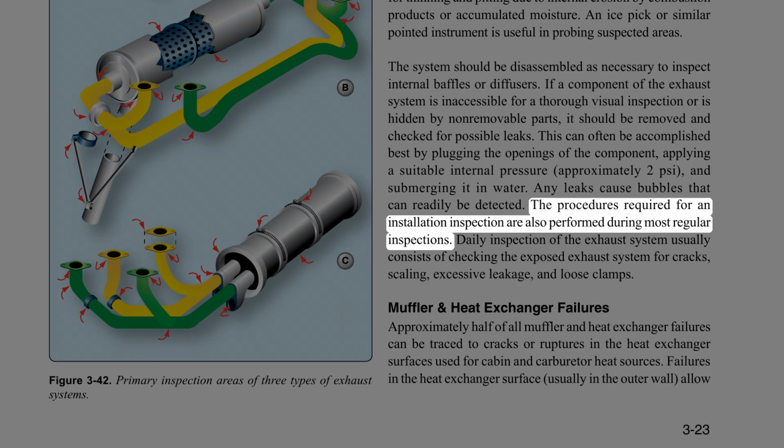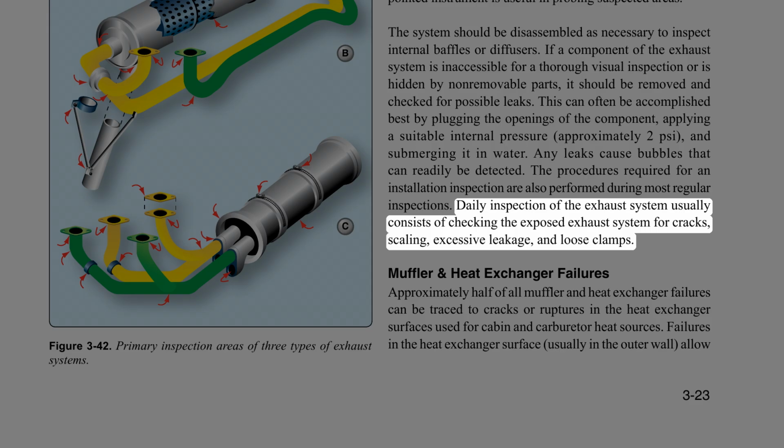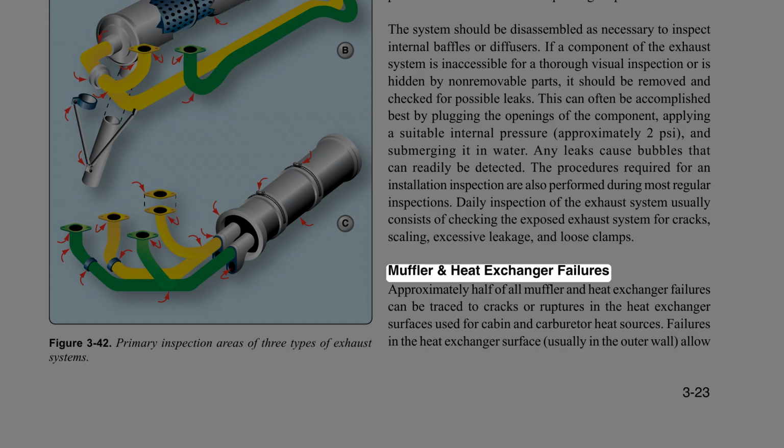The procedures required for an installation inspection are also performed during most regular inspections. Daily inspection of the exhaust system usually consists of checking the exposed exhaust system for cracks, scaling, excessive leakage, and loose clamps.